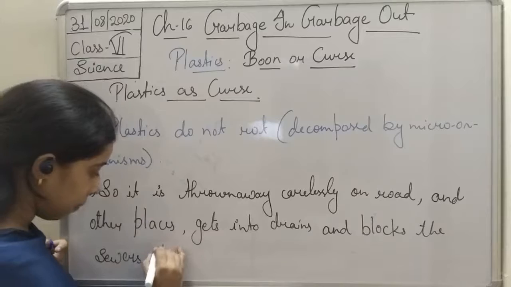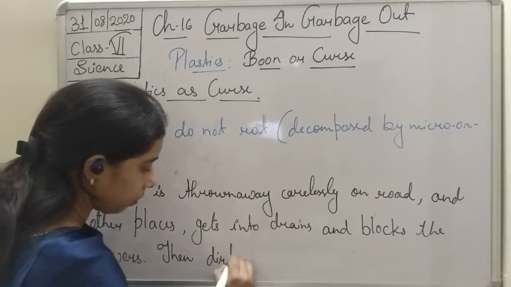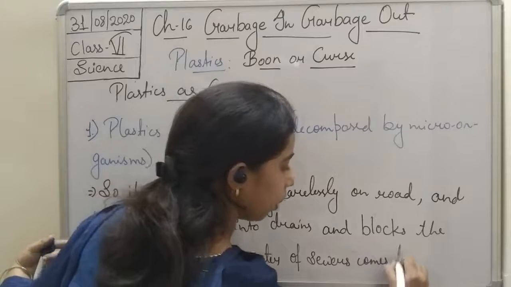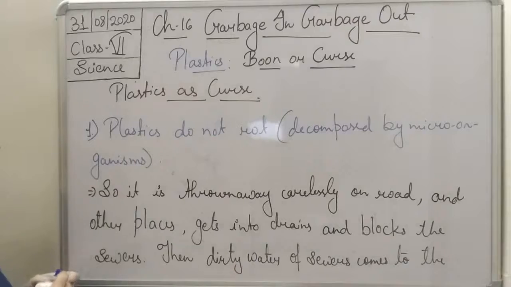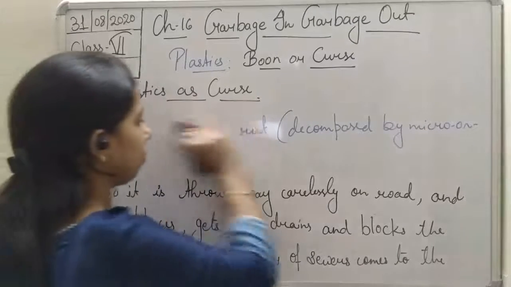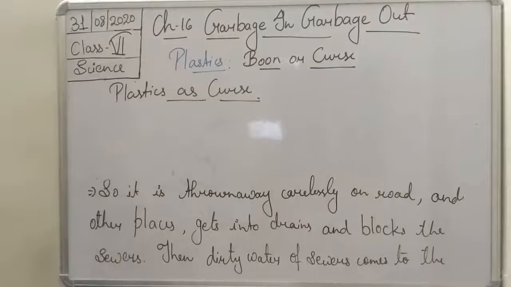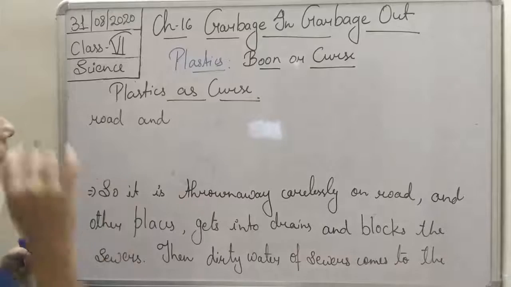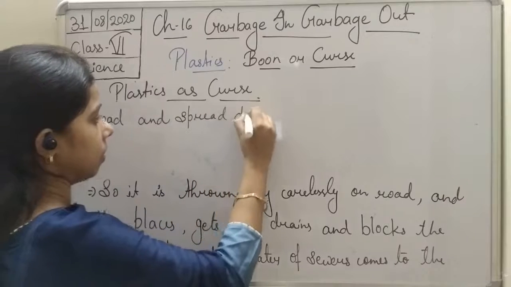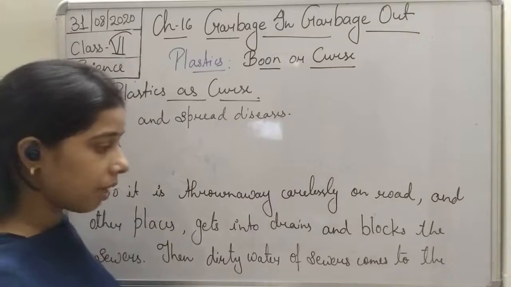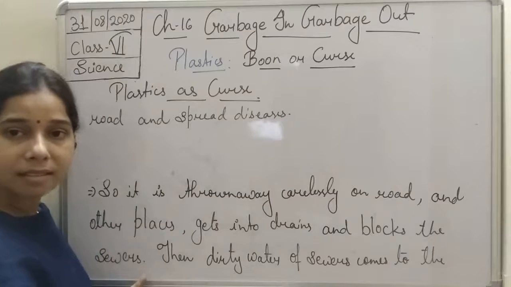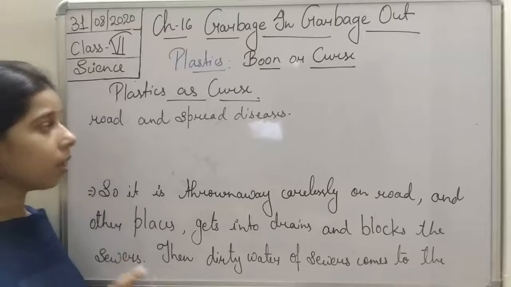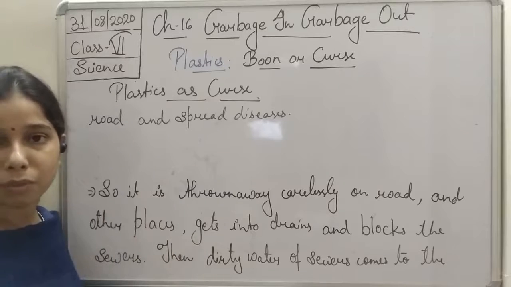So we can write it: dirty water of sewers comes to the road and spreads disease. Because the sewer pipeline gets blocked by the plastics, these plastic bags choke and block the pipes, due to which the water comes to the city, onto the road, and spreads diseases.